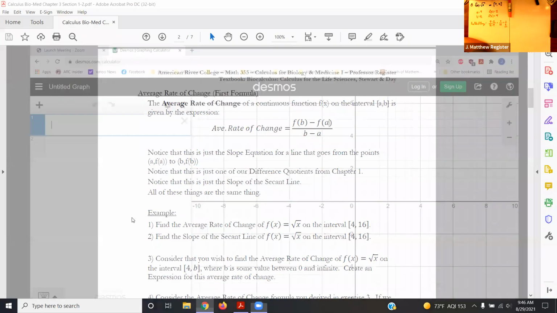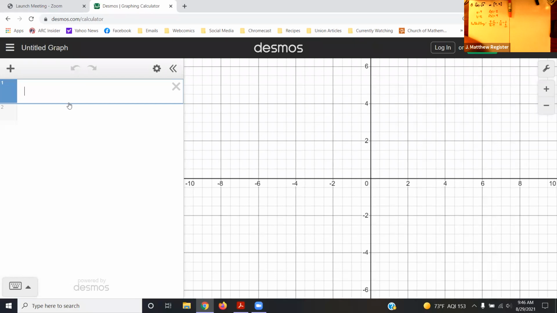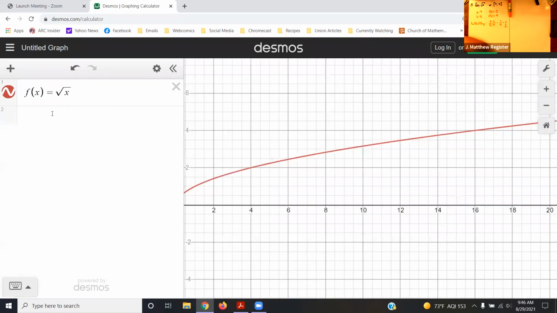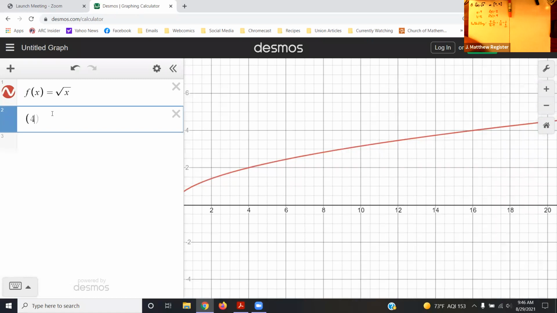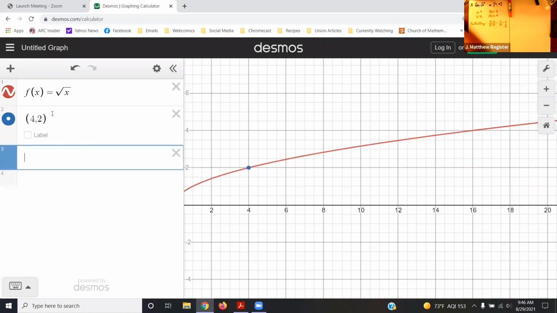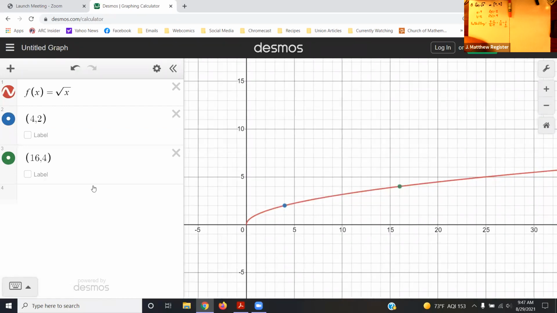And so let's go to our good friend Desmos. We'll insert our function, f of x is equal to the square root of x, and it's going from 4 to 16. And so let's put those points down, 4, 2, and then we're going to go 16, 4. There we go. And so now we can see those 2 points.